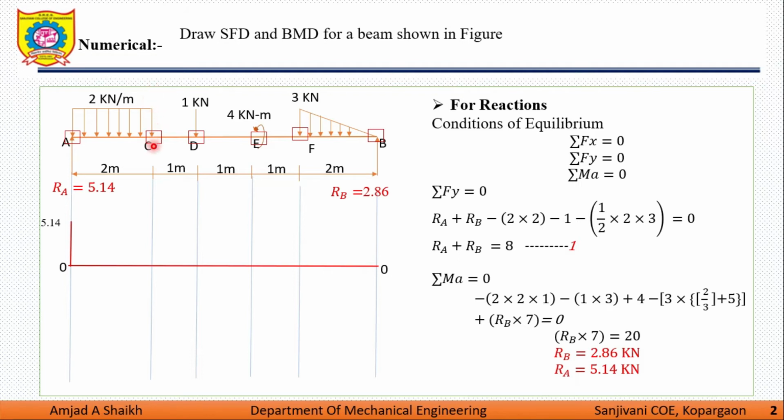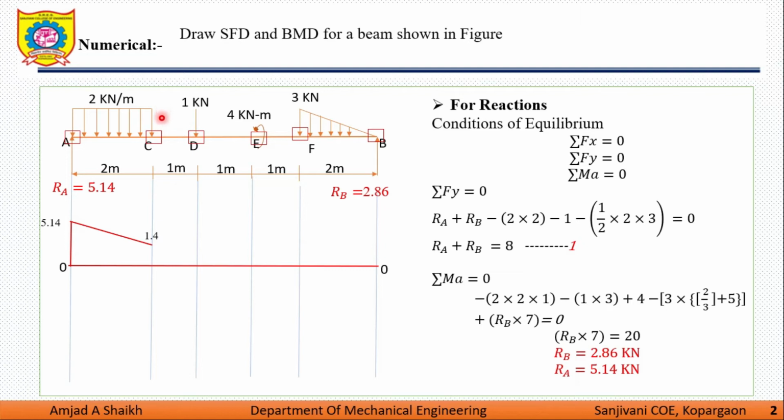So at point C, there is a UDL. I want a point load over here. So 2 into 2 is the conversion of UDL into point load here. So 5.14 is the value at this point, minus 2 into 2, that is 4. 5.14 minus 4 is the value, that is 1.4. I'm joining this by means of an inclined line.